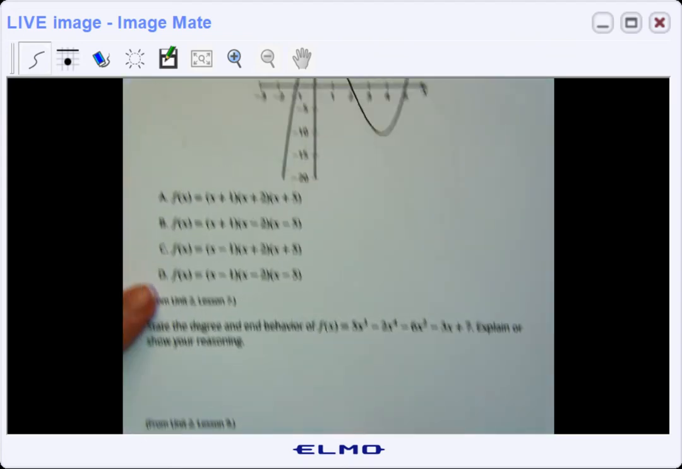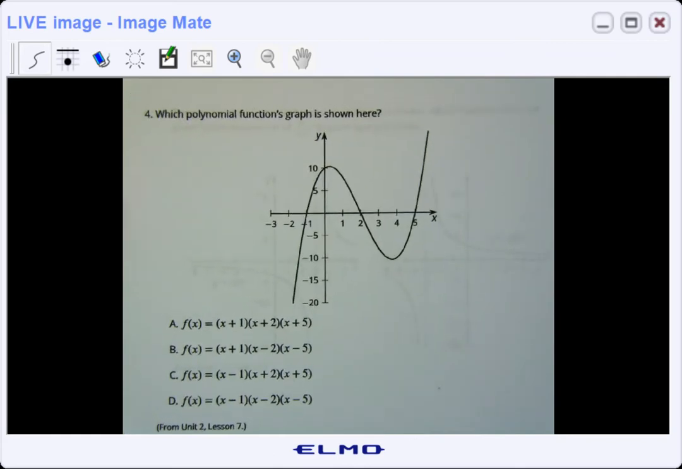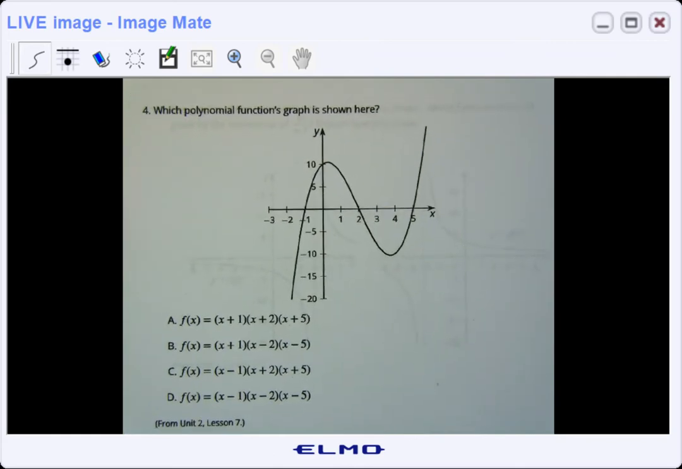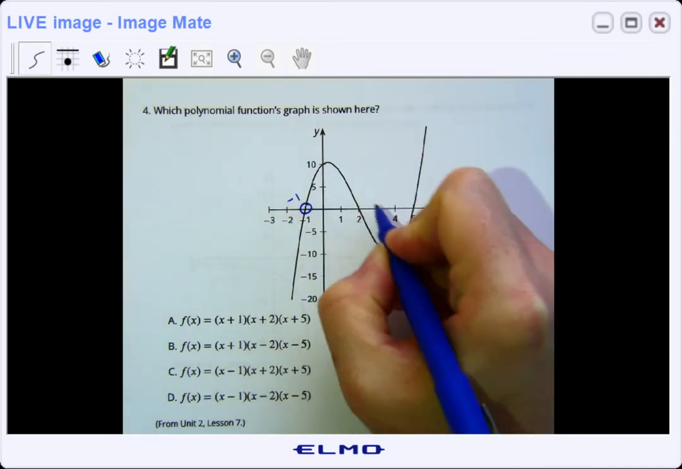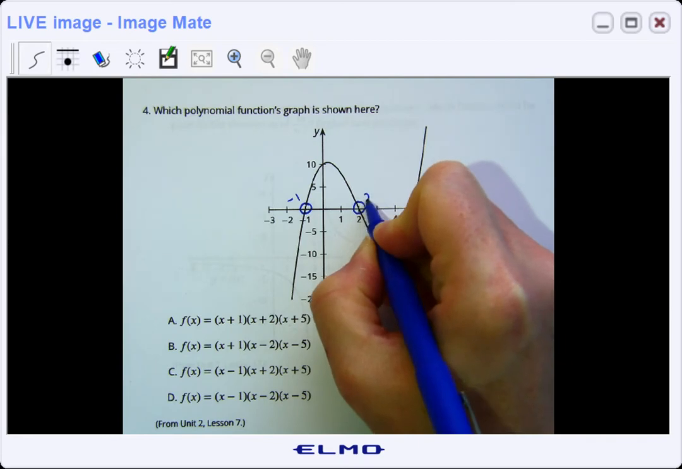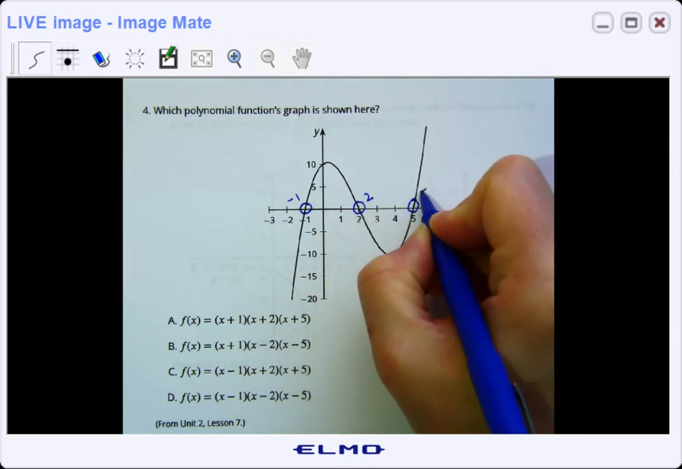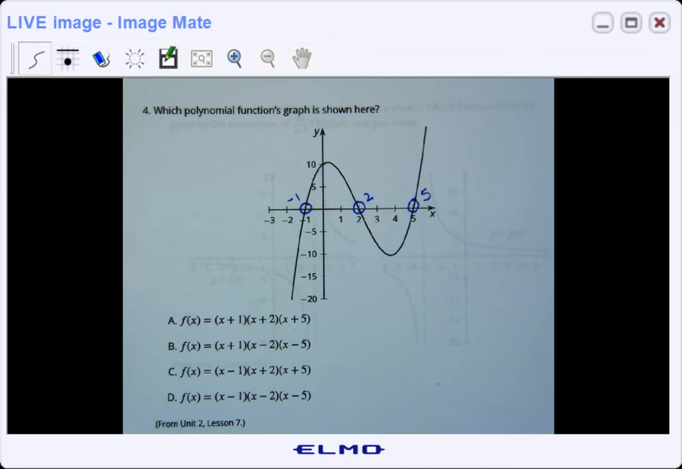All right, number 4. Number 4 and number 5 are revisiting polynomial functions from the first part of this unit. It says, which polynomial function's graph is shown here? Since these are all in factored forms, I'm going to look at the zeros or the roots and think about, if these are the zeros of the function, what would the corresponding factors be? And remembering that the zeros are the value of x that make the factor equal to 0.